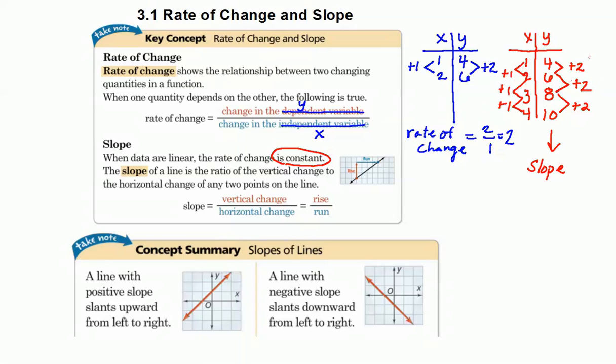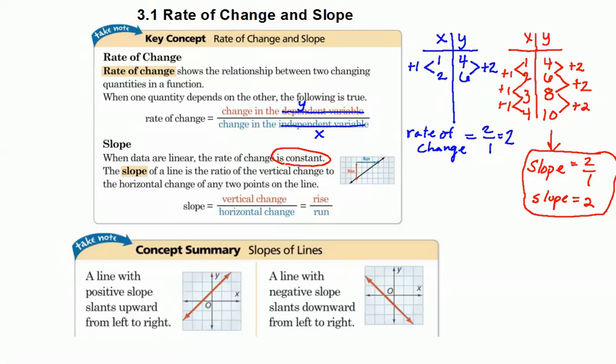So this has a slope of the change in y over the change in x, which is going to be 2 over 1. So the slope is going to be 2. So here's my slope for the red table. Now it's a slope because all the values are constant. 2, 2, 2, 1, 1, 1. You understand? Now let's go back to the rate of change.